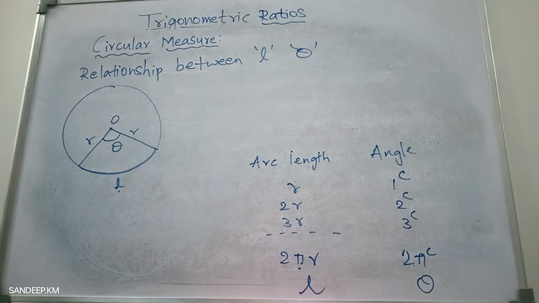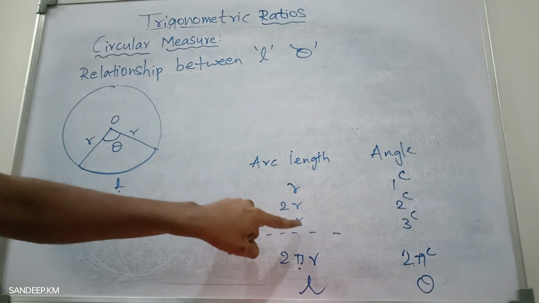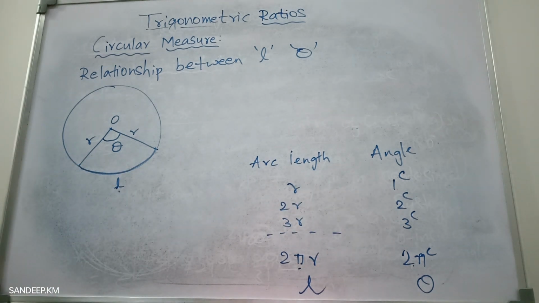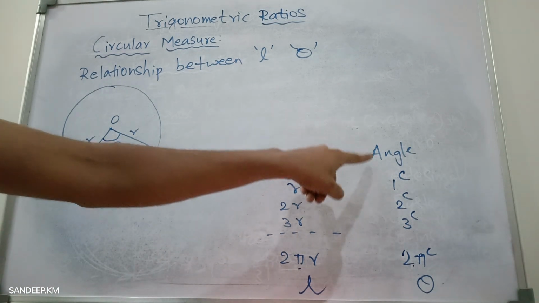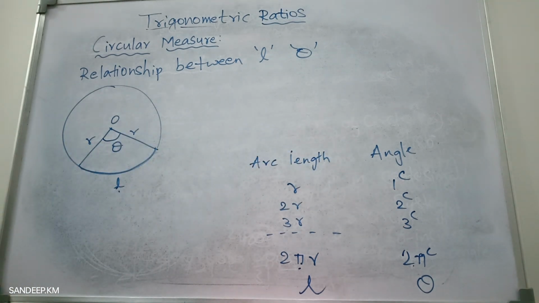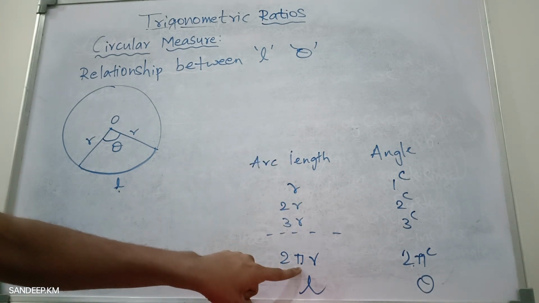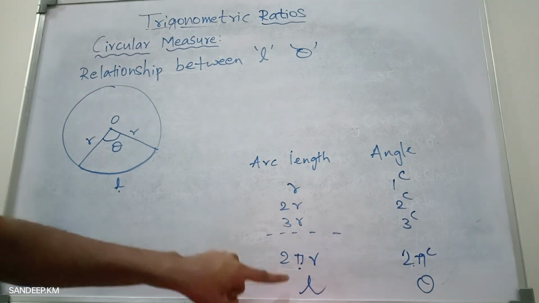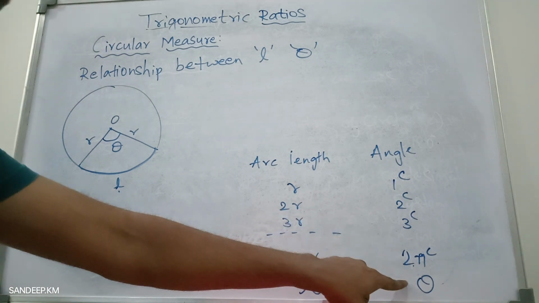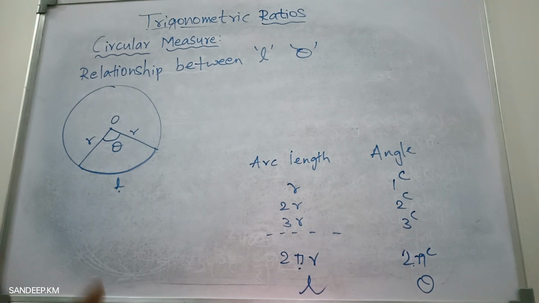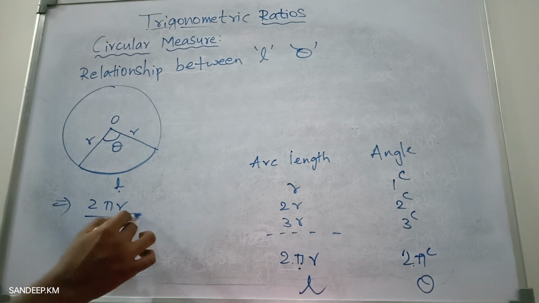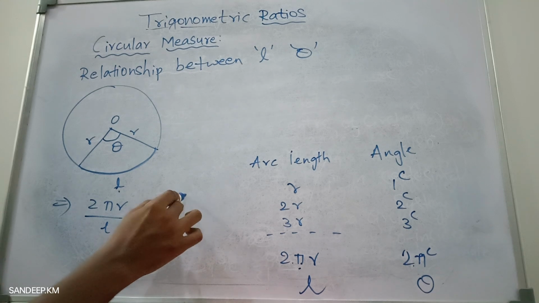So please observe one thing. As the length of the arc increases, the angle is also increasing proportionally. So we can say that length of the arc and angle subtended is in direct proportion. Correct or not? In 8th standard you have learnt about direct proportion. So if an arc of length 2 pi r subtends 2 pi radians at the center, and an arc of length L subtends angle theta at the center, so by direct proportion we can say that 2 pi r divided by L is equal to 2 pi radians divided by theta.